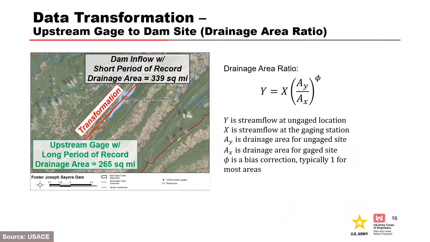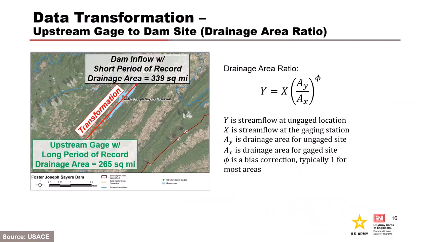If there's no overlapping record for comparison of events, you can use a drainage area ratio, and that equation is shown on the screen here. So it's basically the flow that you're trying to estimate for your site is represented by the Y variable. X is from a different nearby hydrologically similar site. And then you're just essentially multiplying by a ratio of the two different drainage areas.